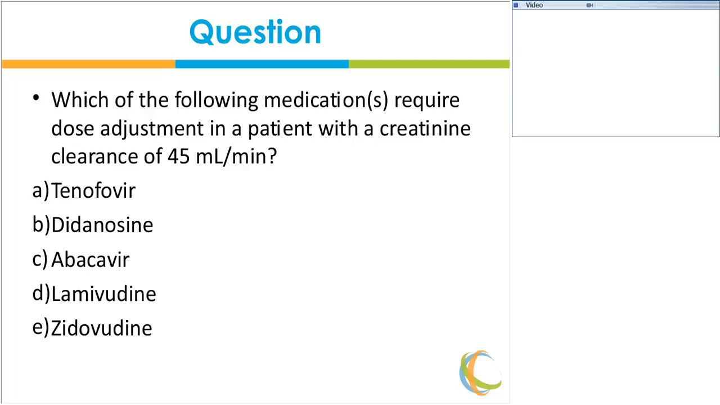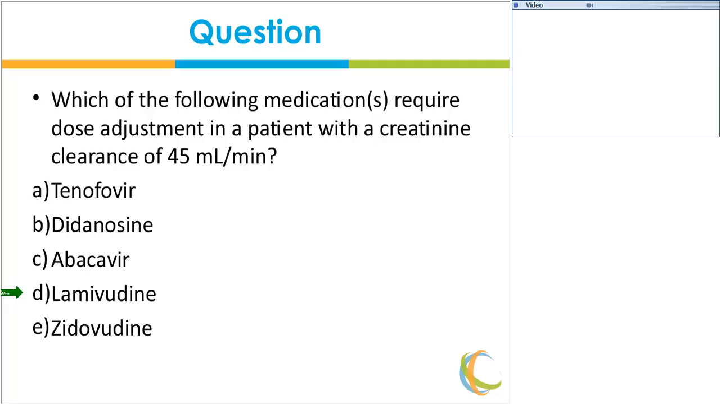But let's go over the drugs one by one to describe if they would qualify to warrant a dose adjustment at a creatinine clearance of 45 or below. Tenofovir is a medication that requires renal dose adjustment, and this is one of the answers because it requires dose adjustment in patients with a creatinine clearance below 50. Didanosine requires adjustment in creatinine clearance less than 60, so this would also be an answer.